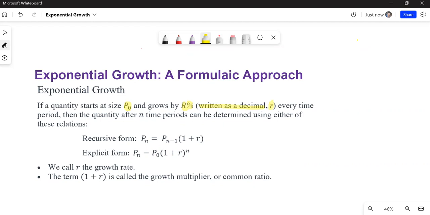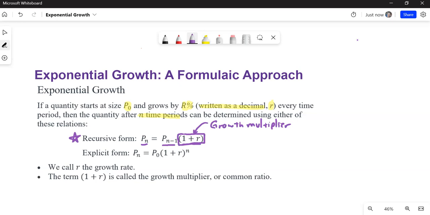So if it starts somewhere, we have a growth rate. Then the quantity after n time periods, meaning some time period out in the future, can be determined using either of these relationships. Now, I will focus mostly on the explicit form, but recursively, this is the best way to start thinking about it. You have some population at some time. The way you figure it out is you take the previous one and then you multiply by 1 plus r. Now, remember from a previous video that this piece right here is known as our growth multiplier, not the growth rate. All right, I'll give you an example of what I mean.